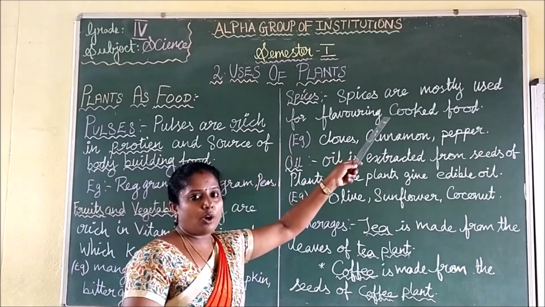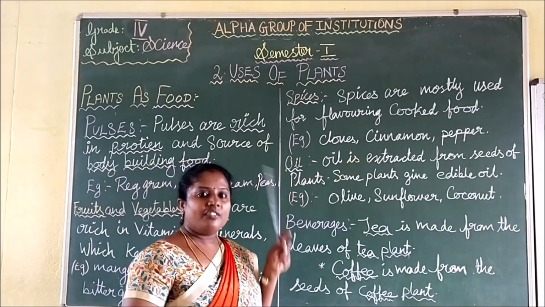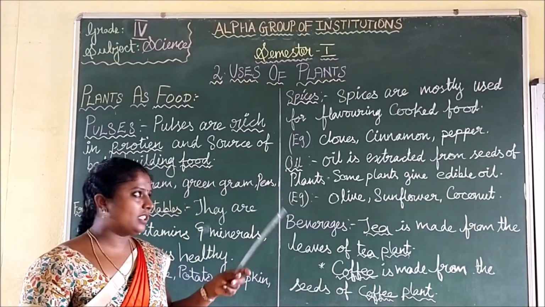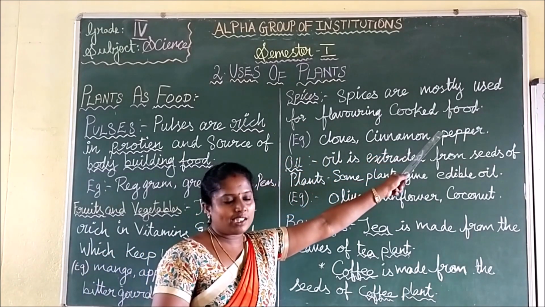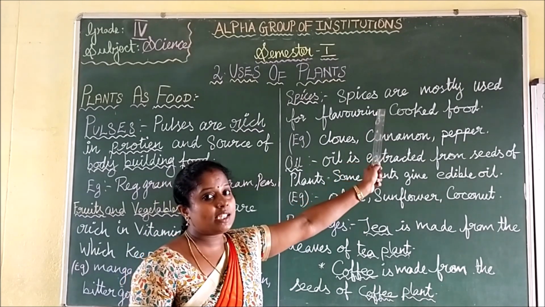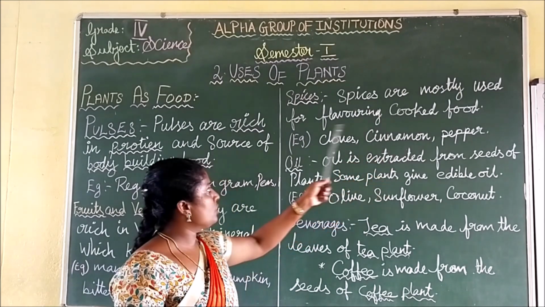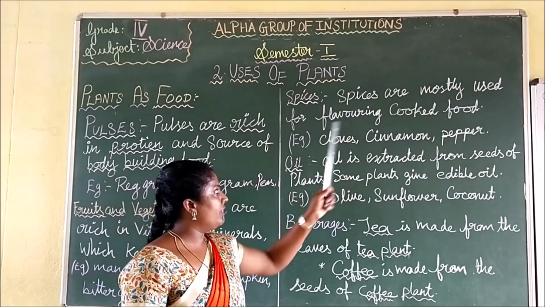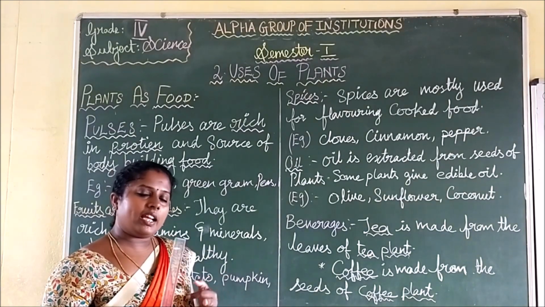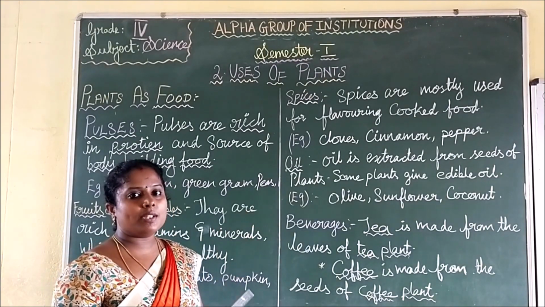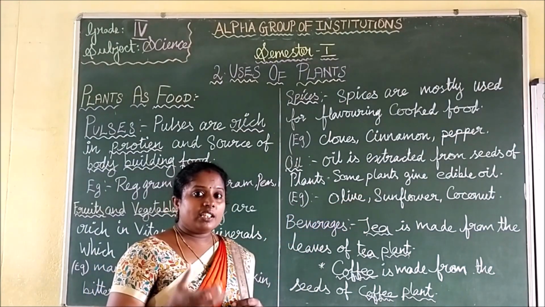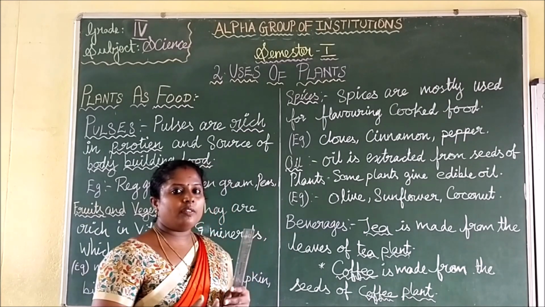So spices are mostly used for flavoring cooked food. For example: cloves, cinnamon, pepper, and so on. Many are there. A few examples I have given: cloves, cinnamon, pepper, then fig seeds. So many are there, and these give the flavor for us.